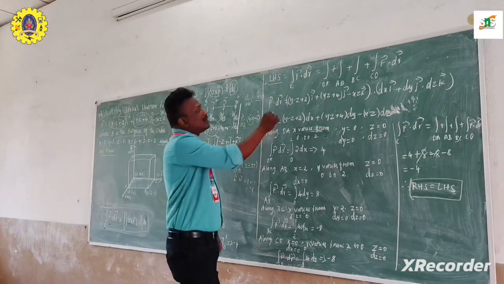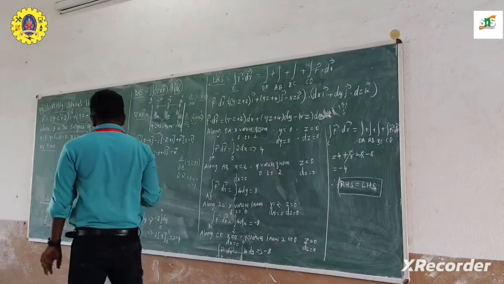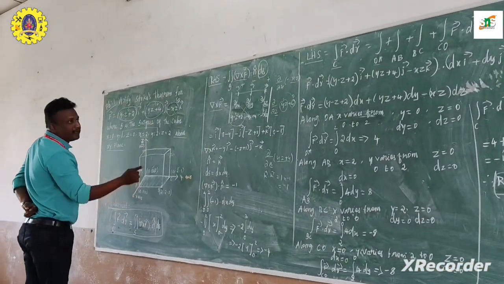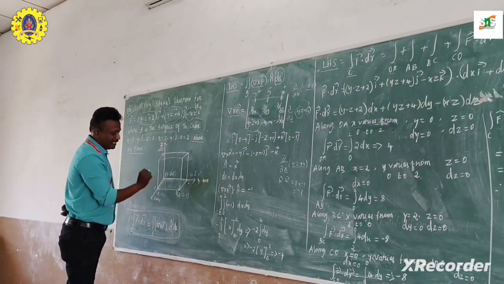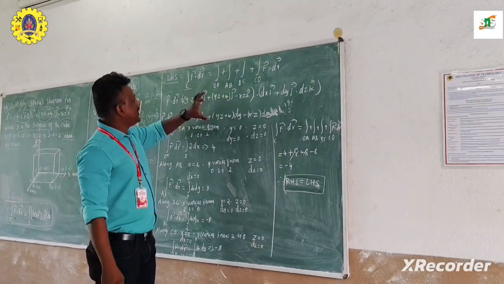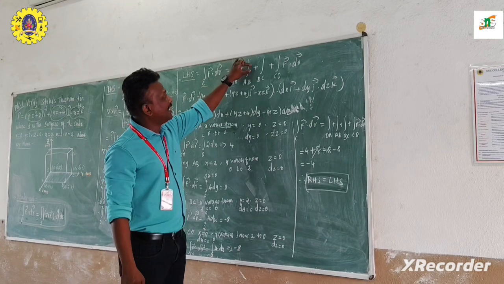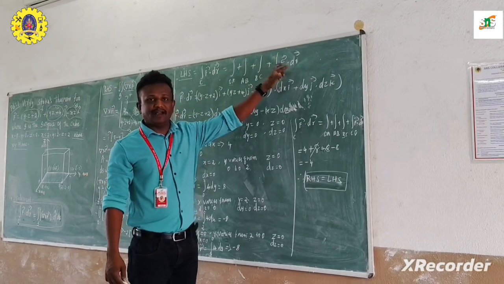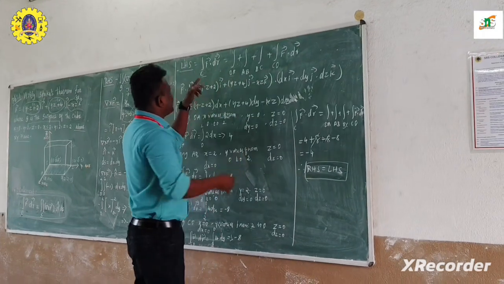So I have separated this curve into OA, then plus AB, then plus BC, plus CO. I have written these 4 curves here, which means I am going to calculate F vector dot dr vector in each line individually. At the end, I am going to add all these results. That is my final answer.